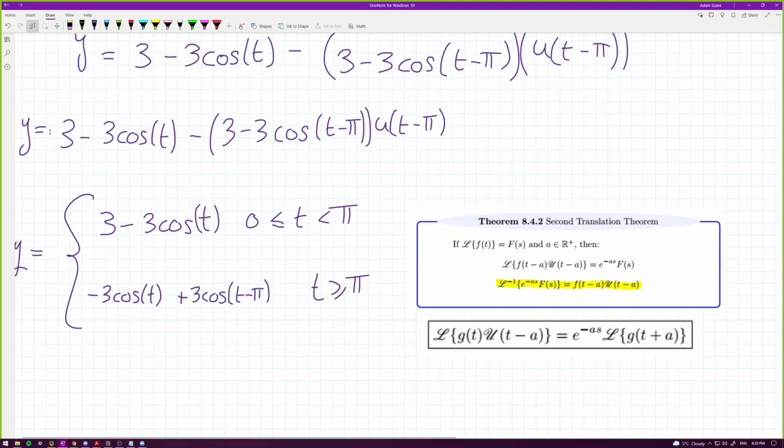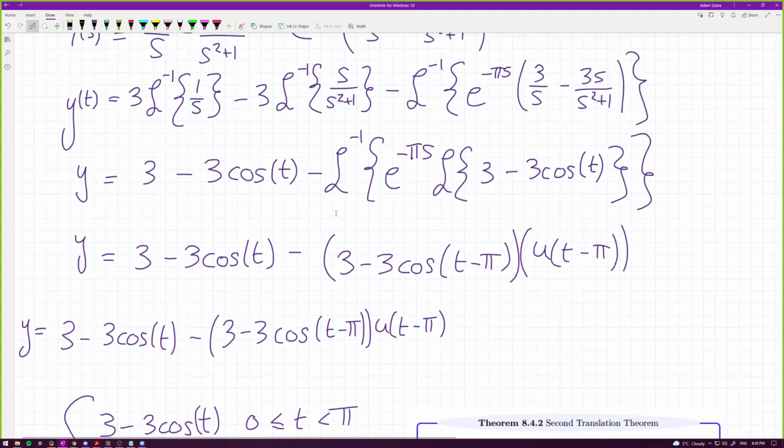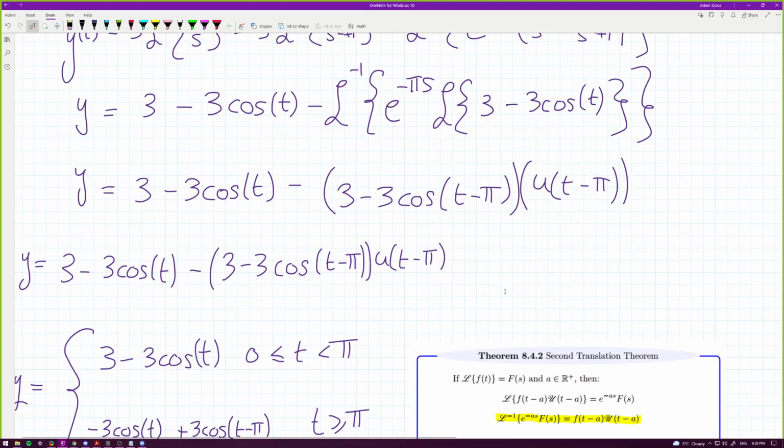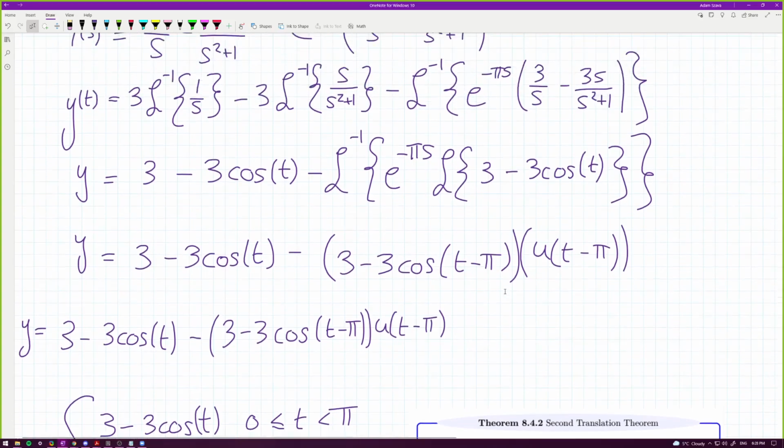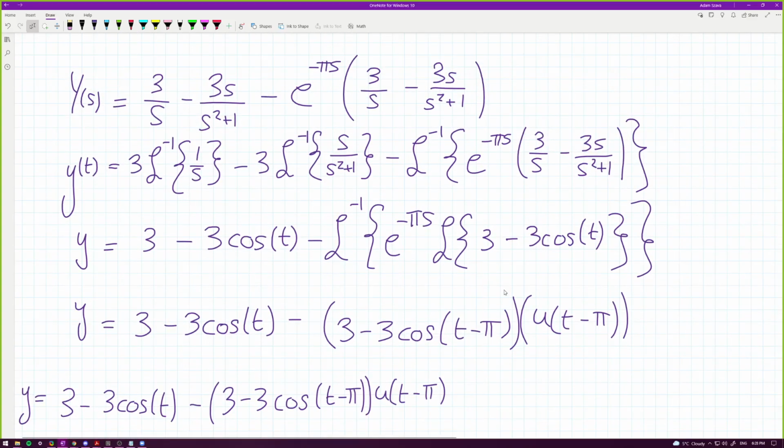Any questions about that question? Yeah, the second translation theorem. When you were first explaining some function capital F of s, you chose for it to be 3 minus 3 cos t. Why is that? Well, I didn't choose that. I mean, Laplace of this is this.